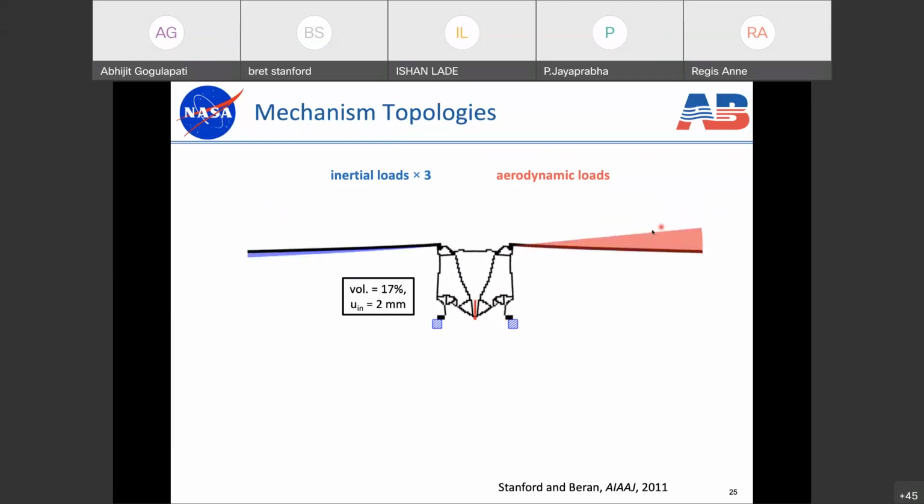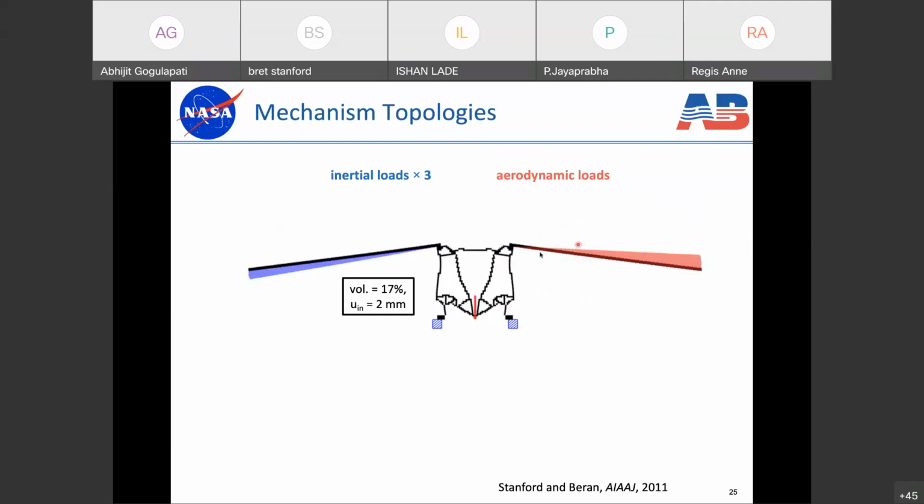The red shading here shows the aerodynamic loads which develop over the wing, and the blue shading on the other side shows the inertial loads which develop over the wing. And the inertial loads are quite small. I had to scale them up by a factor of 3 so you could see them. So for this type of flight, which is sort of an ornithopter forward flight mechanism, the aerodynamic loads are much larger than the inertial loads, and that is pretty typical.